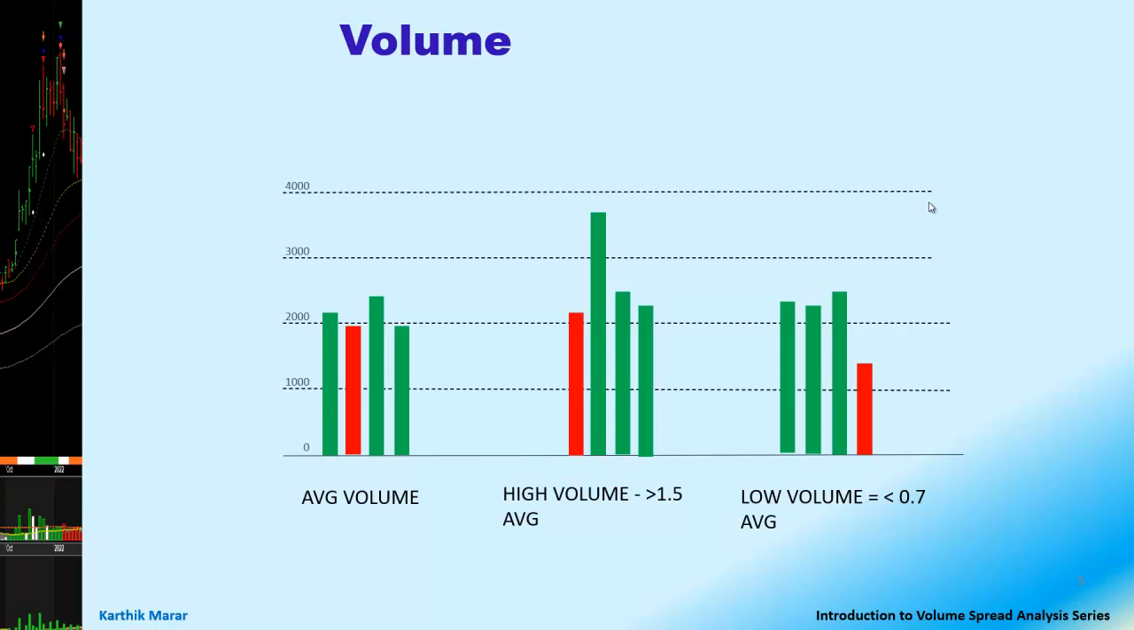Now, the number 60 is not a compulsory number. We took 60 because it represents almost 3 months of trading activity, or a quarter of trading activity. But if one wishes, he or she can use a different number.